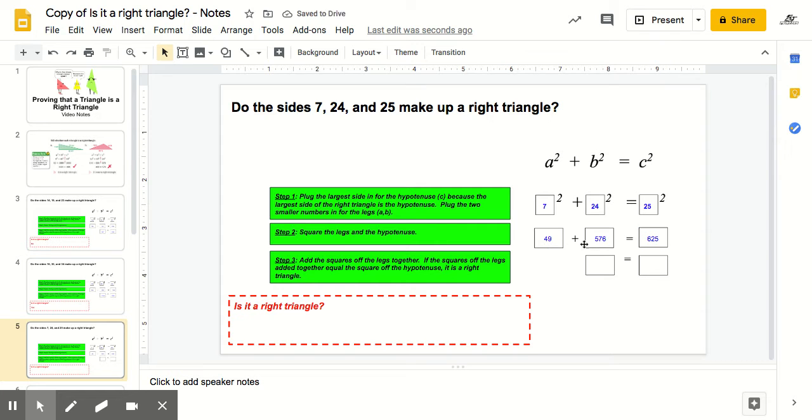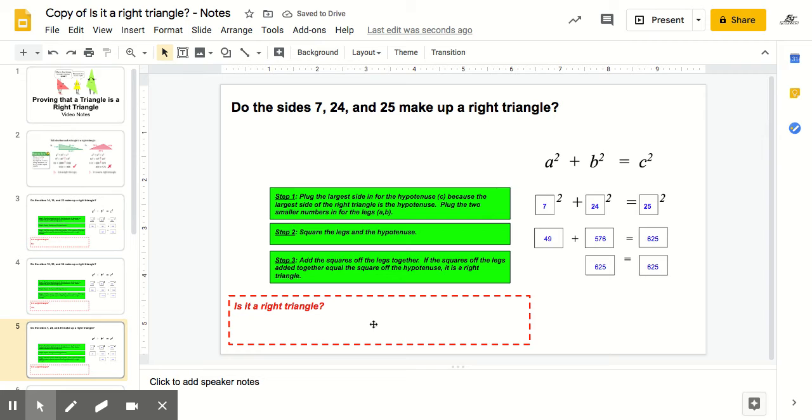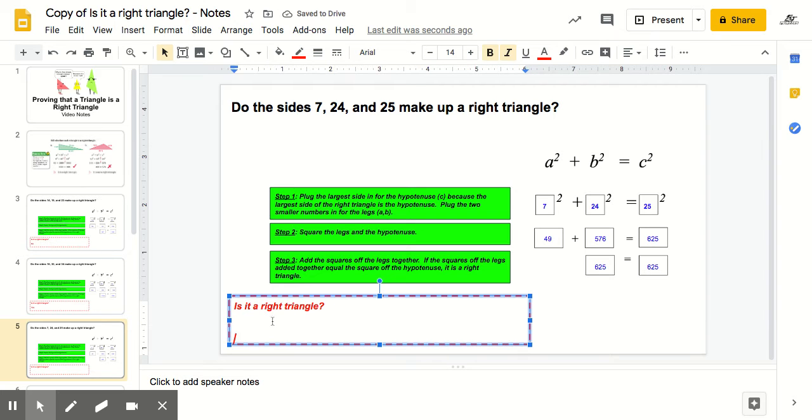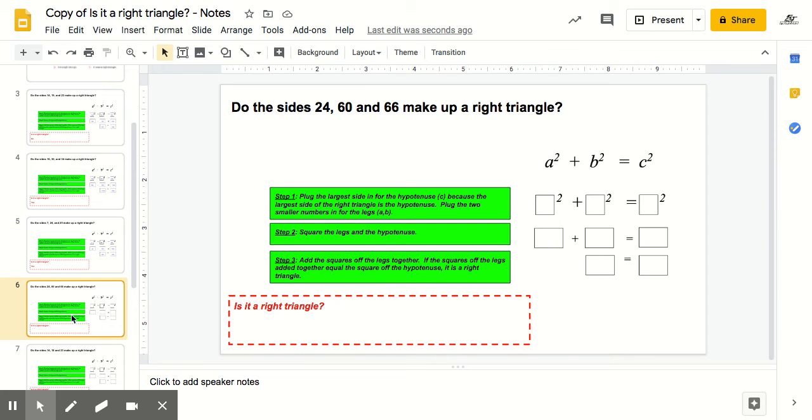Okay, now I need to add these two squares of the legs to see if it's going to equal the hypotenuse squared. So 49 plus 576 does in fact equal 625. Then you finally just ask yourself, does 625 equal 625? Yes, it absolutely does. So that tells me that yes, these three sides make up a right triangle. Okay, we'll do one more.